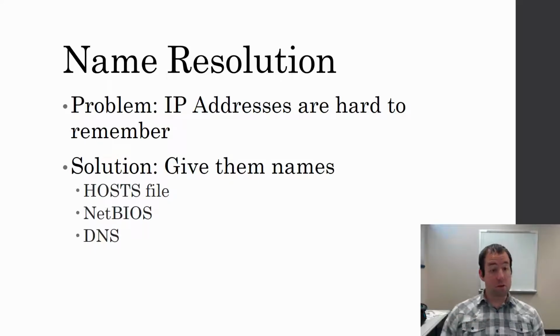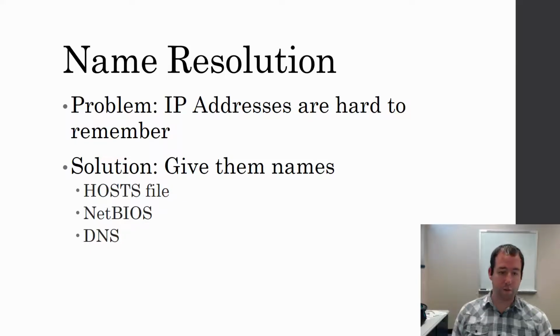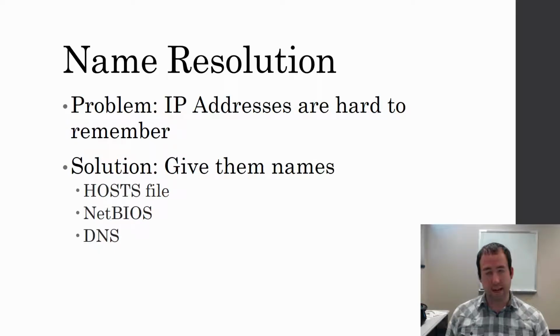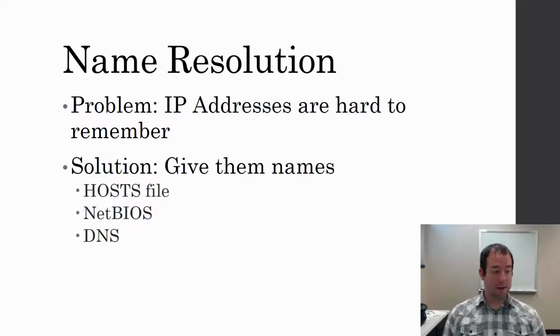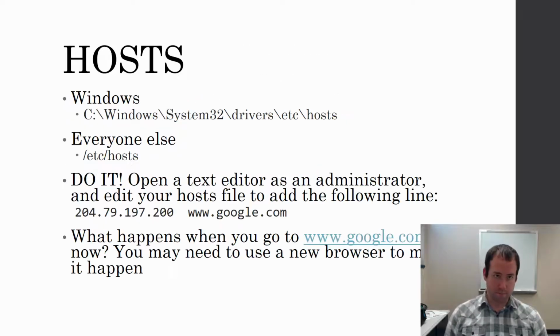And there have been a few solutions throughout the years. The first solution, and the one that we're going to talk about now in this video, is called the hosts file. And we'll talk exactly about what that is. And then Microsoft had their own system called NetBIOS, and that was great for what it is, and it's still more or less widely used today inside of local networks. And then we'll talk extensively about the domain name system, the larger global network for name resolution.